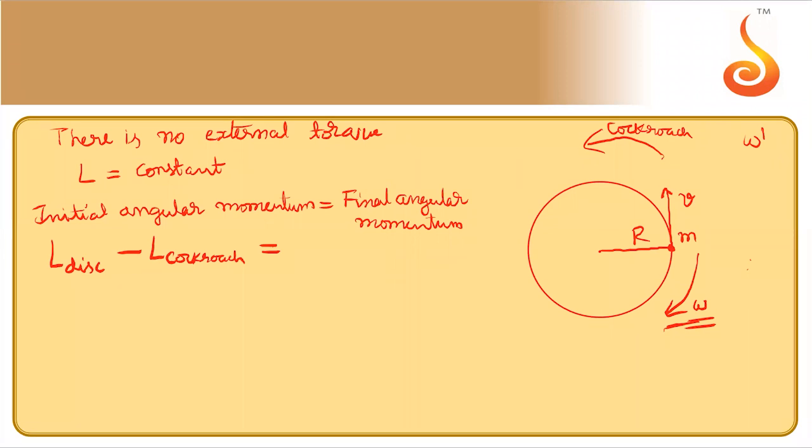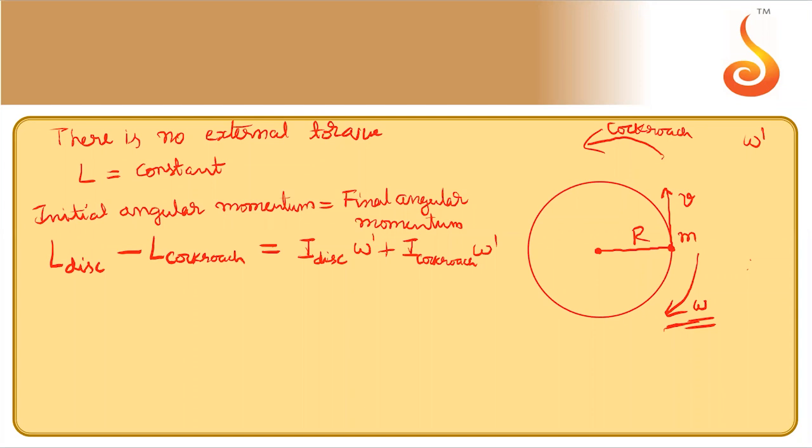The final angular momentum is when the cockroach comes to rest. So it will be moment of inertia of the disk into omega dash, plus moment of inertia of the cockroach into omega dash. Why the same omega dash? Because the cockroach is at rest with respect to the disk. So with respect to the center of the disk, both have the same angular velocity.